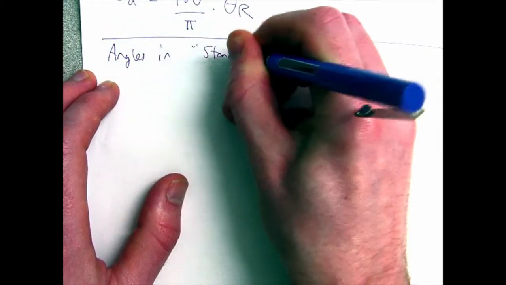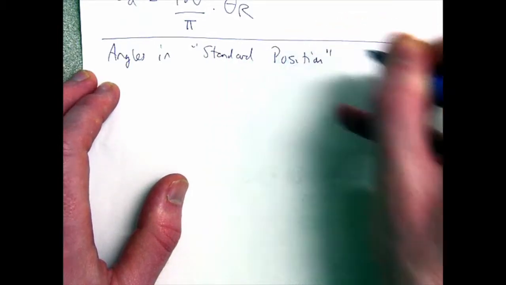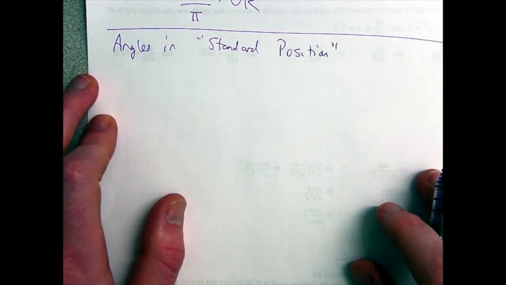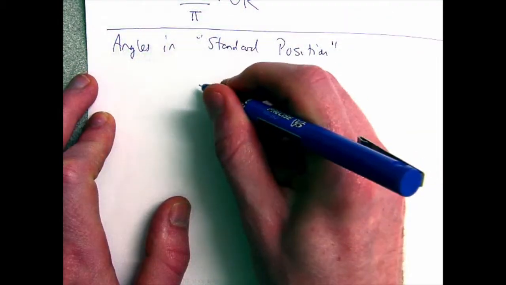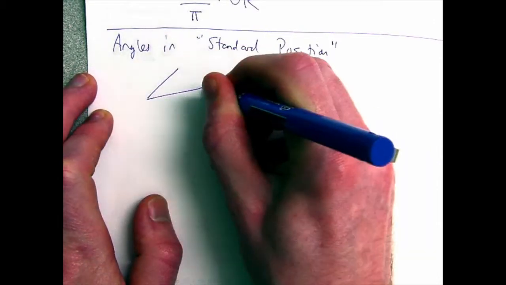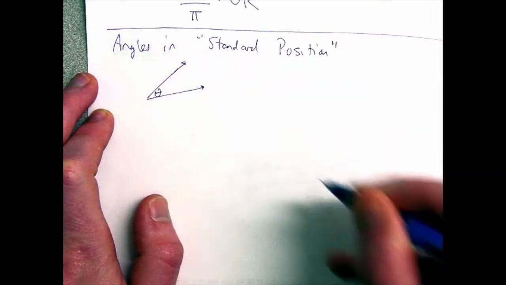Angles in standard position. So this is the way that we graph angles independently of any kind of shape that they might be embedded in. So here's the idea. Basically, I'll just draw a picture for you. Of course, you know that an angle consists of two sides, right? So let's say that this is an angle, maybe this is your angle theta.